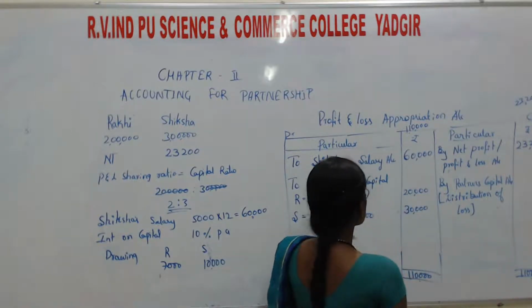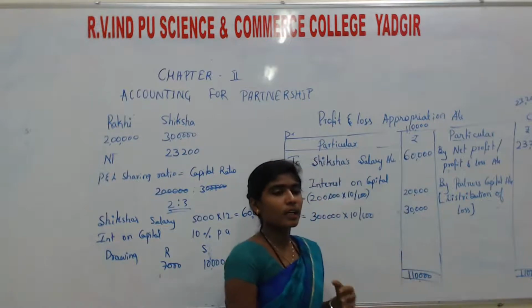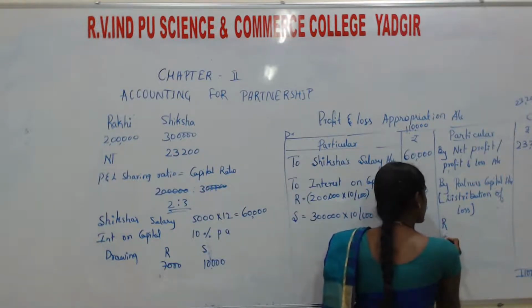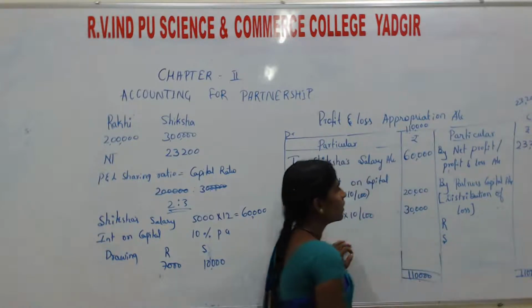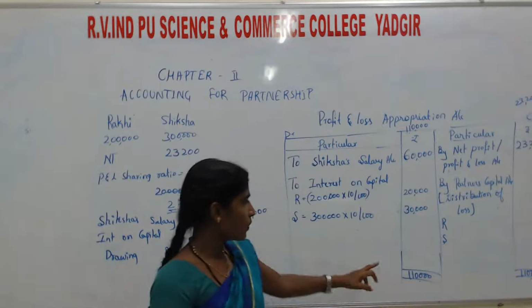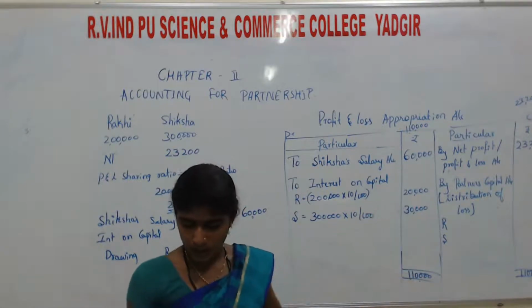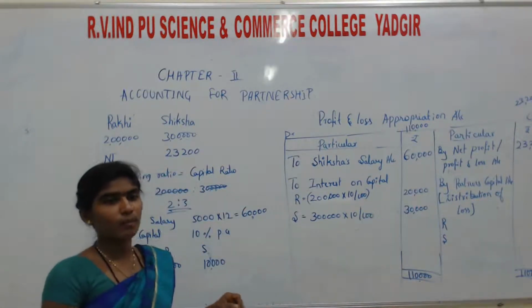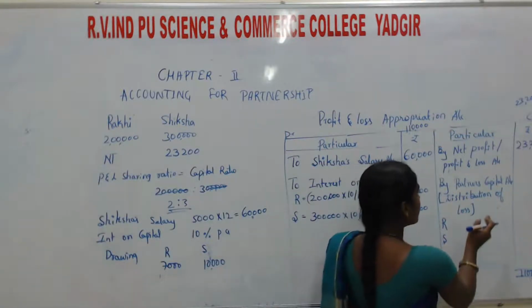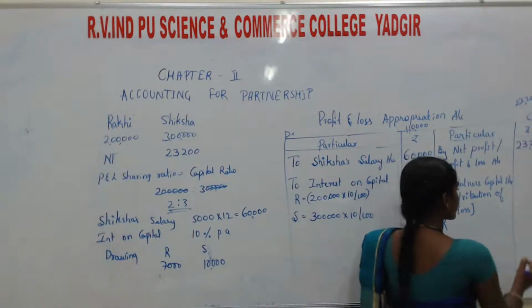Who are the partners here? First Rakhi and after that Shiksha. Rakhi and Shiksha. What is the total loss here? See, 1,10,000 minus 23,200 means 86,800 is the loss.